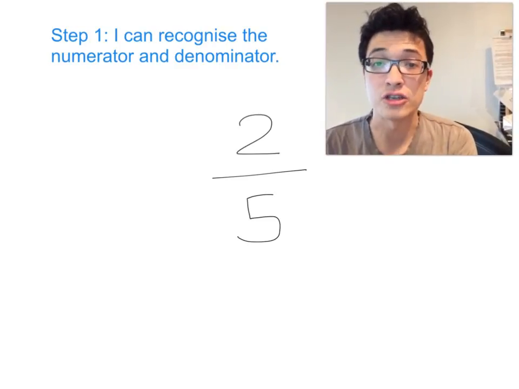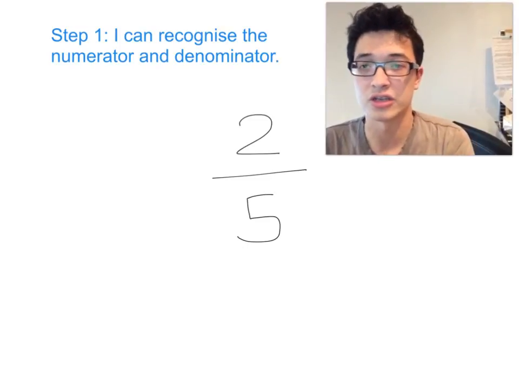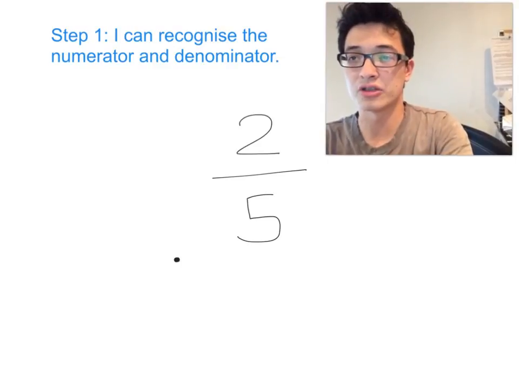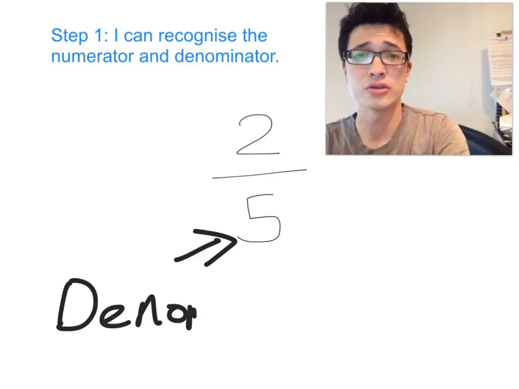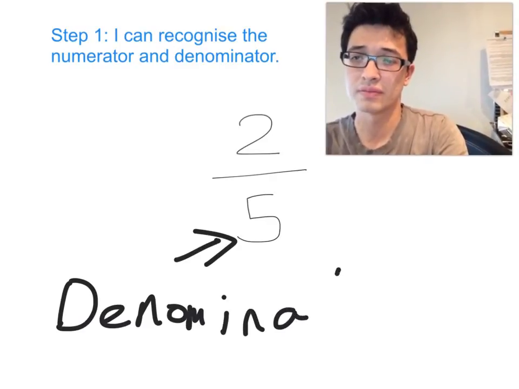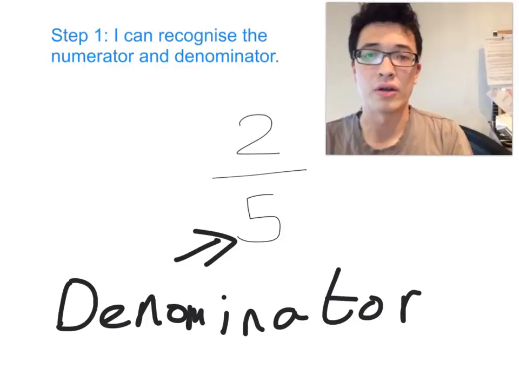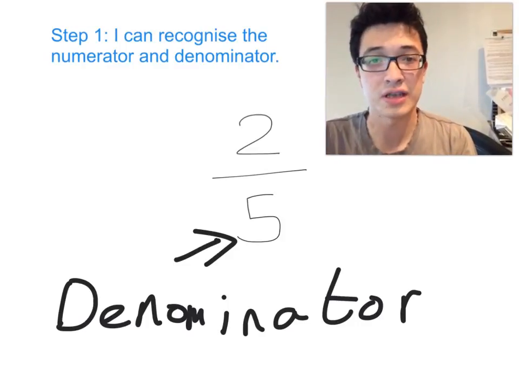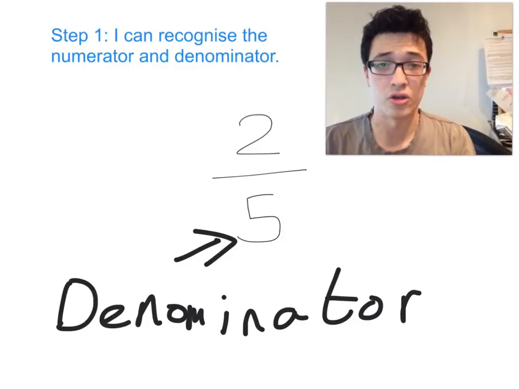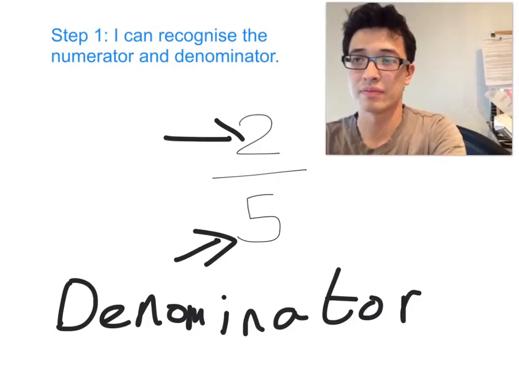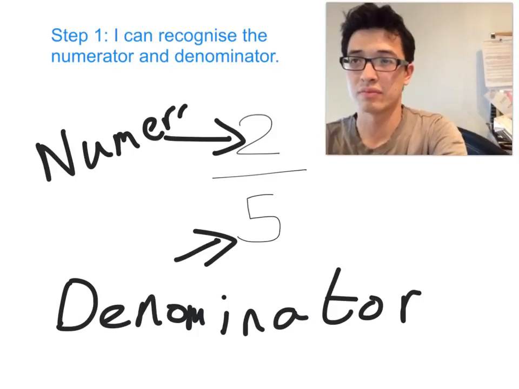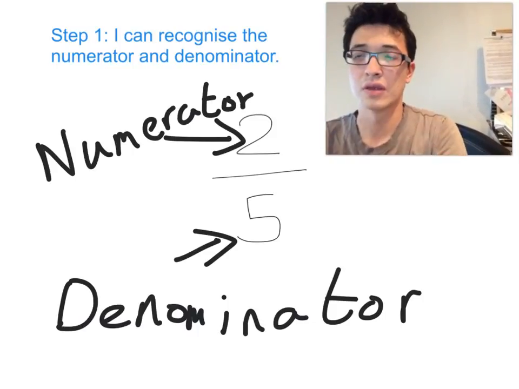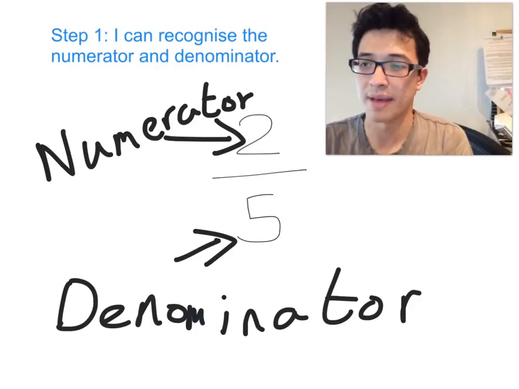Now, in this fraction, 2/5, the denominator is also known as the bottom number of a fraction. So here, the 5 at the bottom is known as the denominator. Excuse my awful handwriting. The denominator. Okay, and the top number in the fraction, in this case the 2, is known as the numerator. Okay, on to the next step.